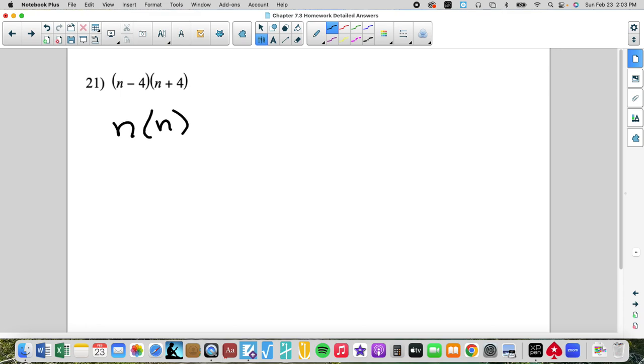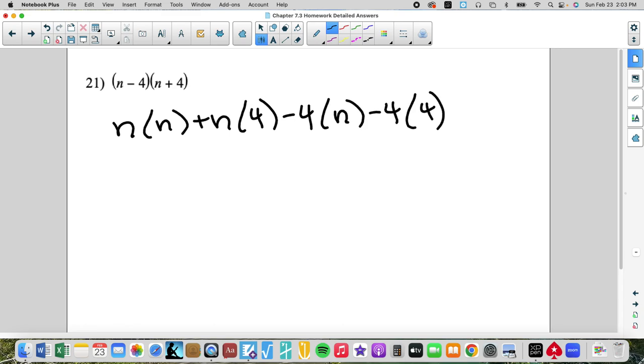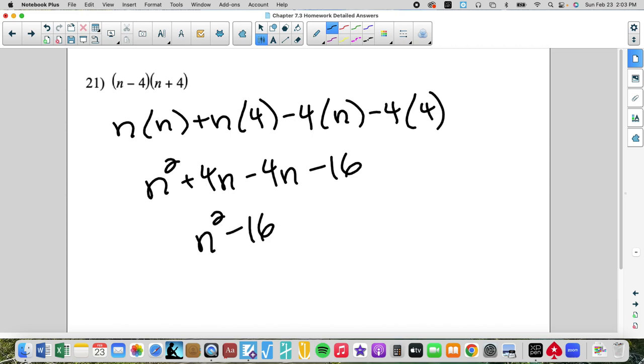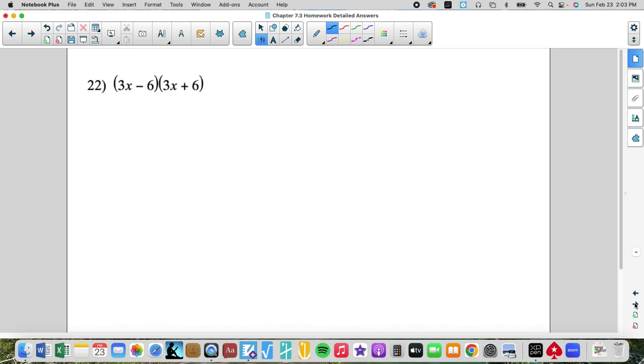N times N plus N times 4 minus 4 times N minus 4 times 4. N squared plus 4N minus 4N minus 16. N squared minus 16. Oh, coefficients. We changed it up a little bit.